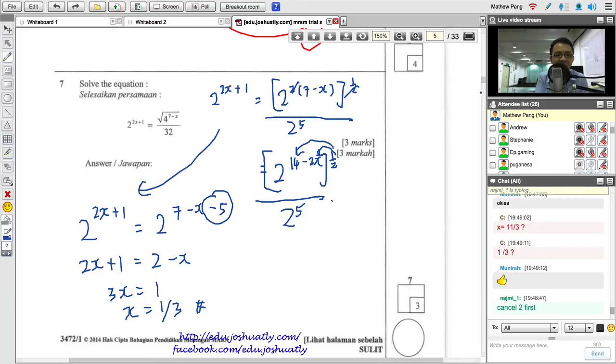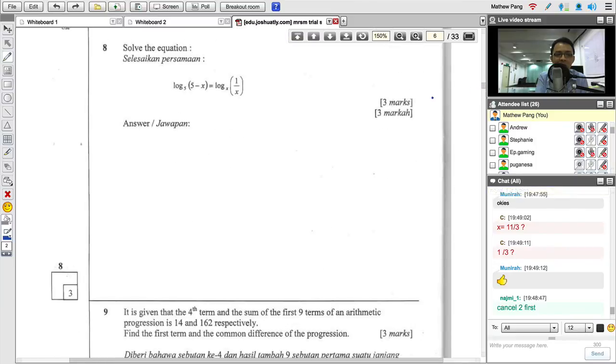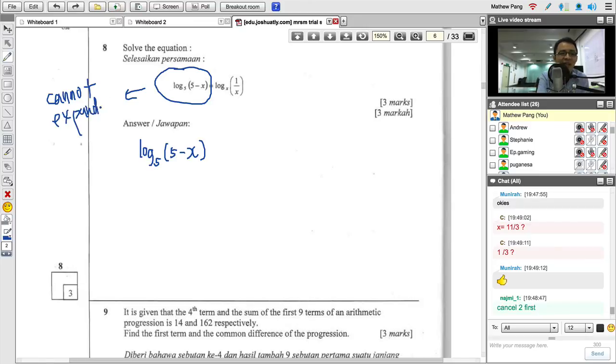Alright, so let me move on. Number 8. Log question. The question asks us to solve a question like this. It's quite simple. This one, I got log 5 minus x. First thing, you must understand this one, we cannot expand. We have no way to expand, alright? Please do not just expand something like log 5 over x because minus is divide. No such thing. Alright, with a bracket inside that is plus or minus, you cannot expand. This one is log x.